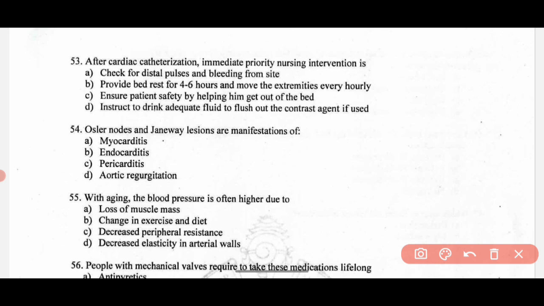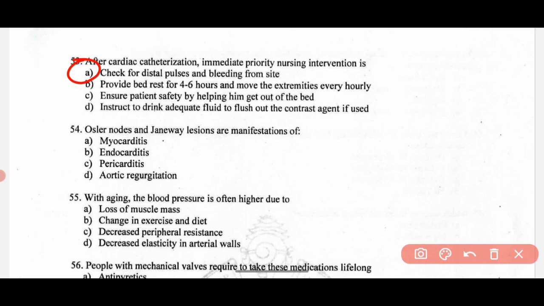Okay, so all are very important after cardiac catheterization, but still the priority one we are supposed to give is A, that is check the distal pulses, because in cardiac catheterization they will select either the radial or the femoral artery and insert the guide wire and catheter in order to do the cardiac catheterization.